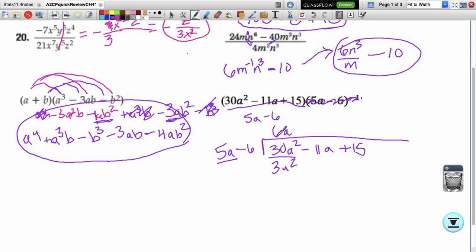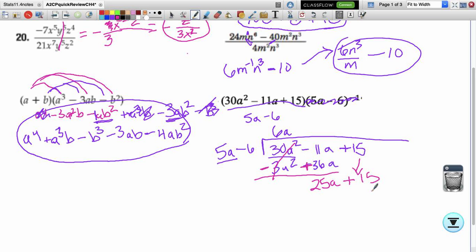I get 30a squared. 6 times negative 6 is negative 36a. I'm going to intentionally change my signs, right, folks? Make sure you're subtracting, and when you subtract, you distribute that negative to both parts. So those cancel. Negative 11 plus 36a is going to give me 25a. And I'm going to drop down my 15.